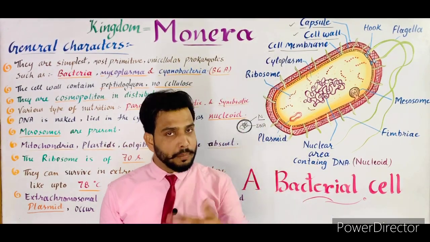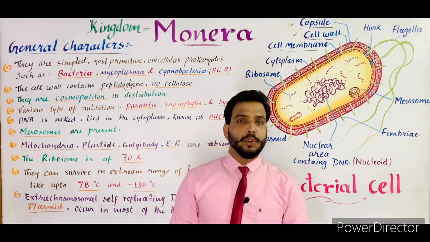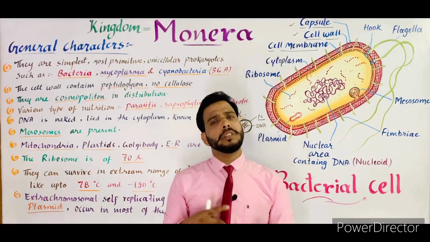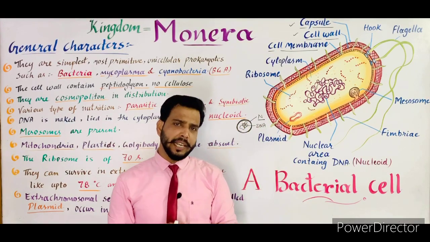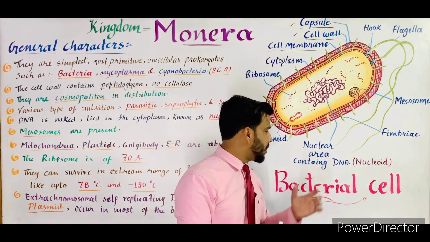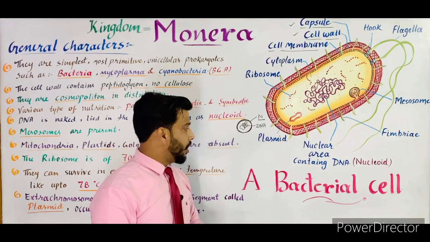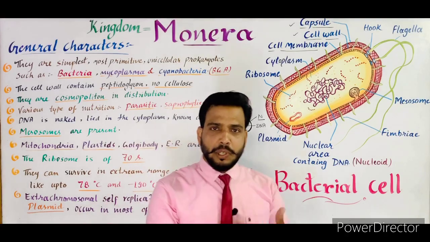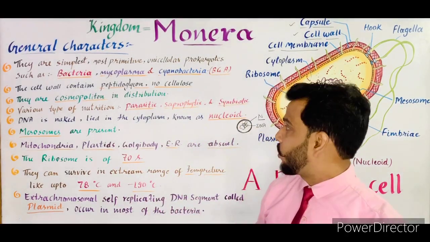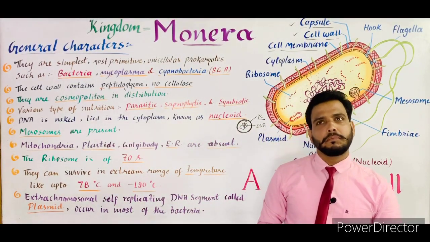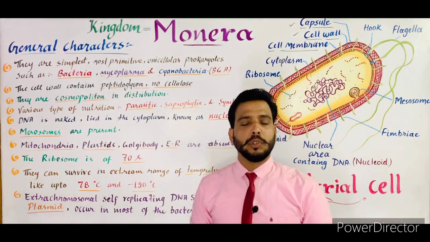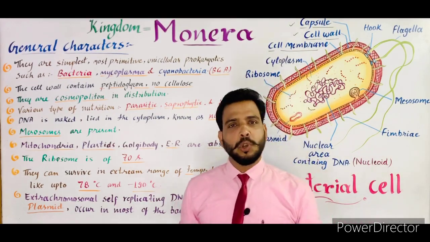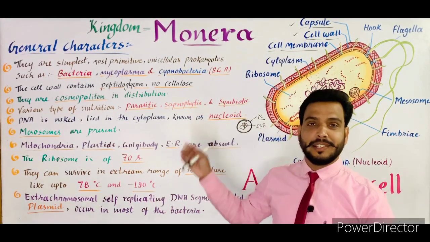I will tell you in my next video how many types of bacteria are present on the basis of their flagella. I will also tell you about the different kinds of shape and size of bacteria in my next video. So it was all about the structure of the bacterial cell. I think now everything is clear to you in this video. In my later videos, I will tell you about the kinds of bacteria on the basis of their flagella, etc. So it was all about the general characters and structure of bacteria.